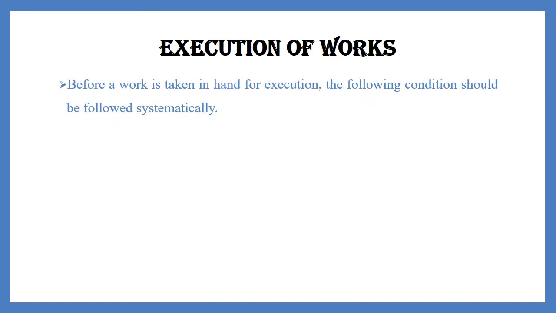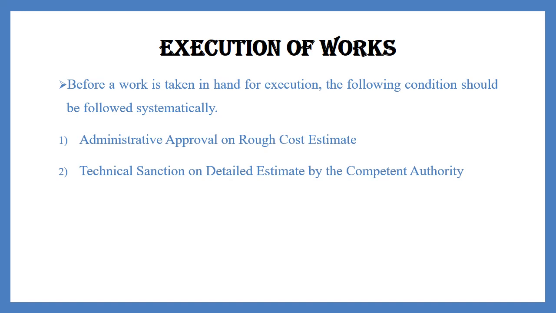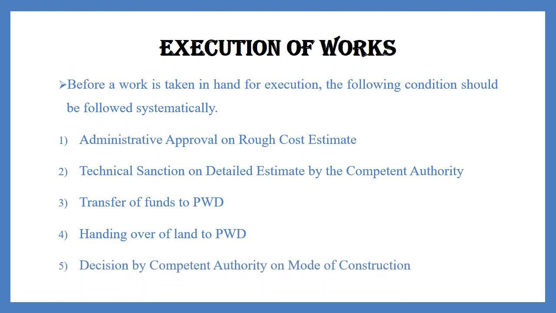Now, execution of works. Before a work is taken in hand for execution, the following conditions should be followed systematically. First one, administrative approval or rough cost estimate should be prepared. Technical sanction from the authority should be obtained. Transfer of funds to PWD or other such departments. Handing over of land to PWD or other such departments. Decision by the competent authority on mode of construction. The procedure should be strictly followed for government works.